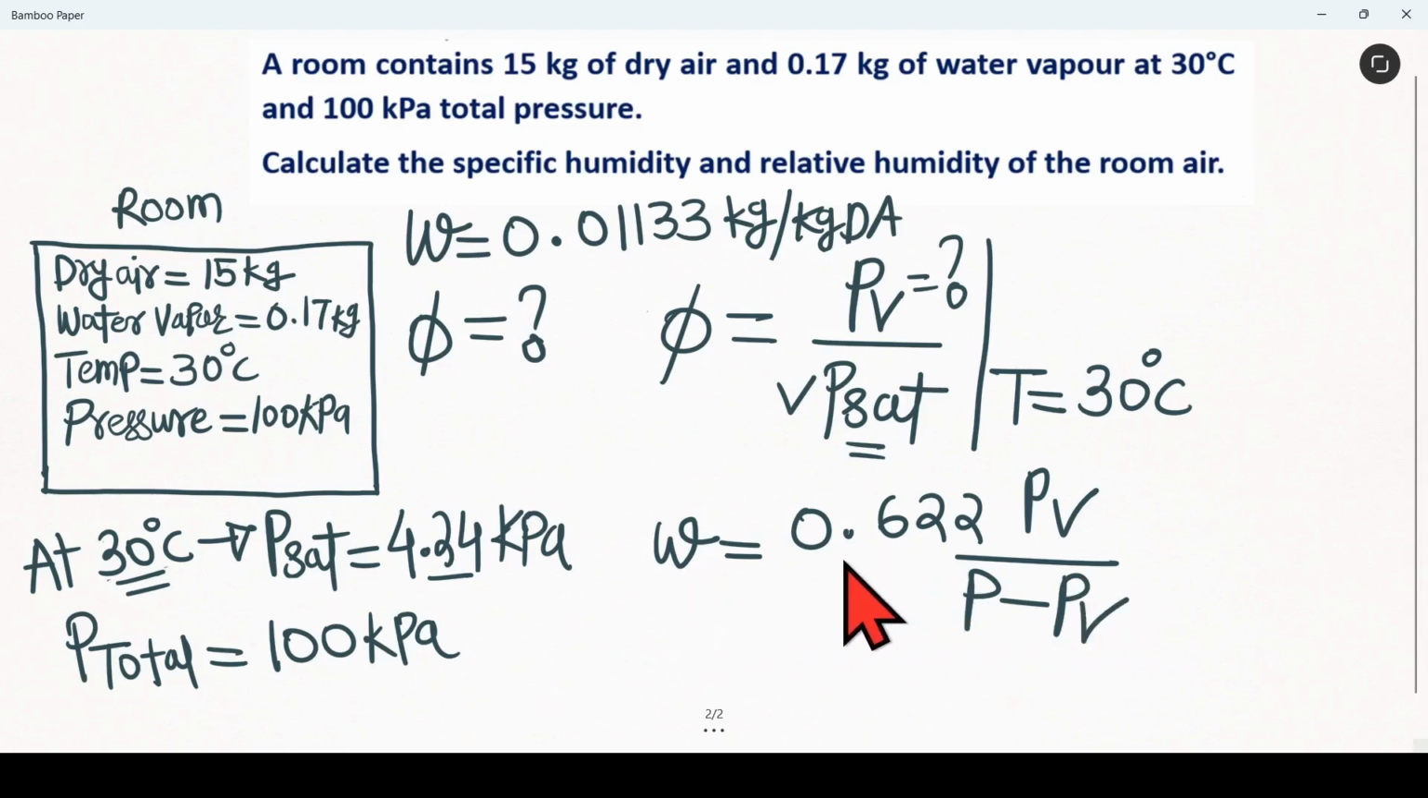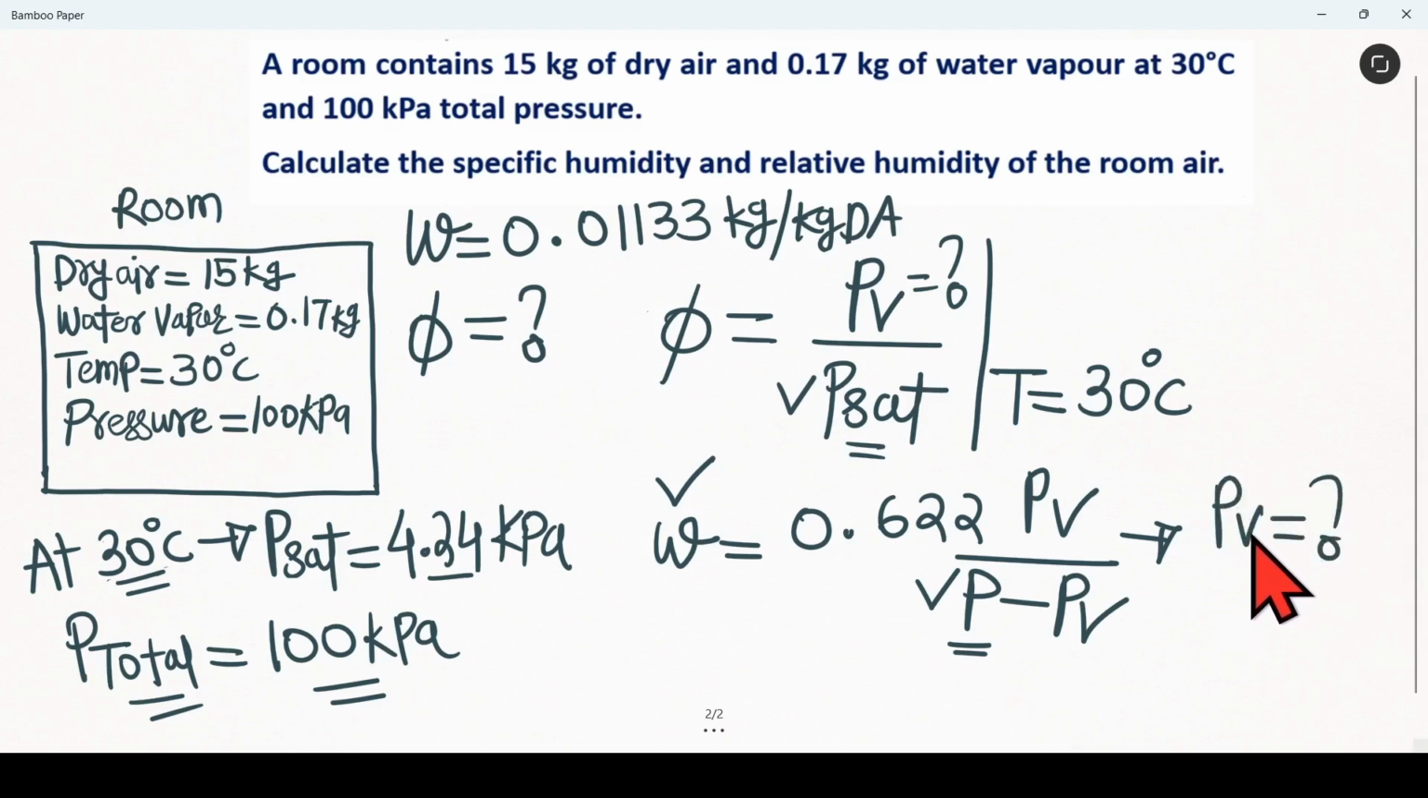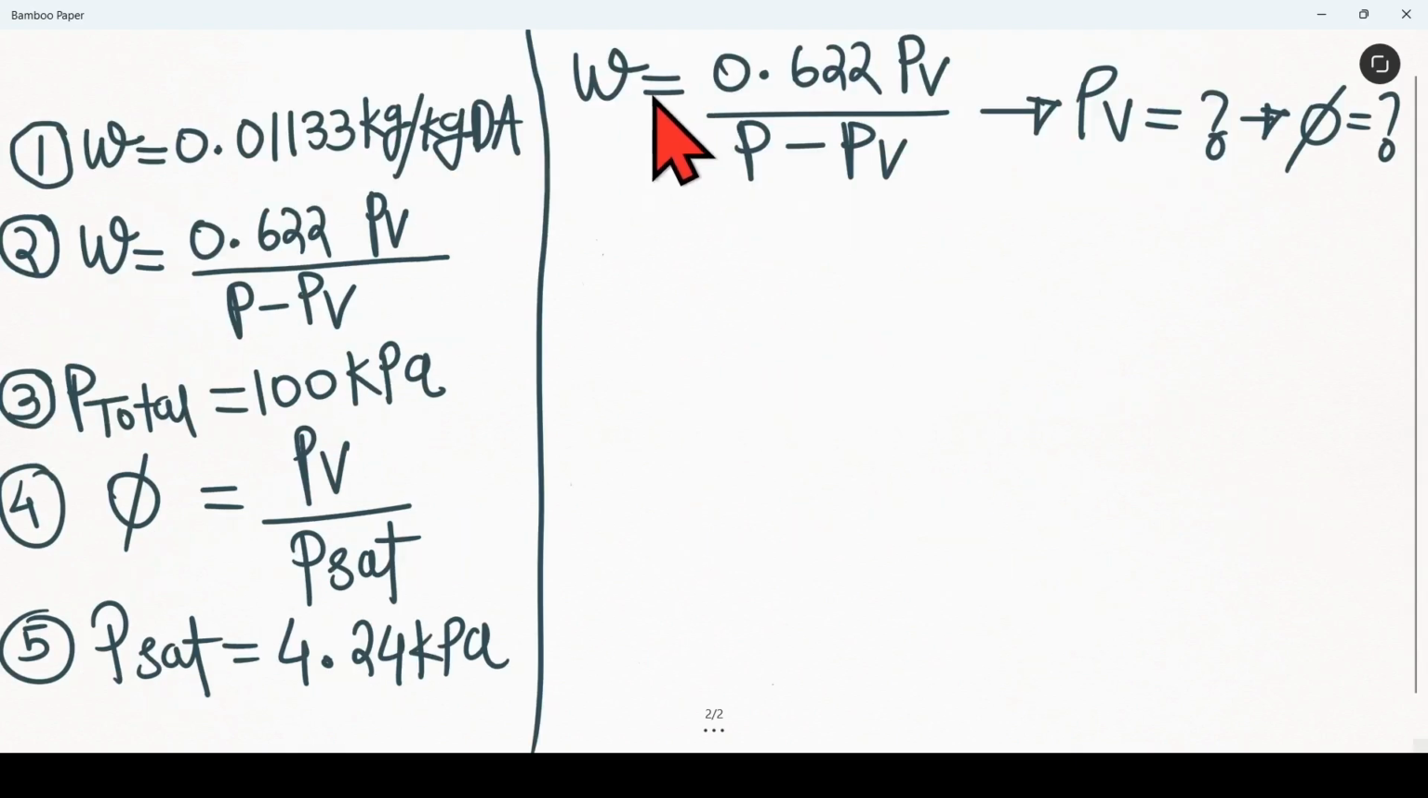From this equation of specific humidity, the specific humidity is known to us. Total pressure of the room air is already given to us, which is 100 kilopascal. So this P value is already known. The only unknown in this equation is PV. So we will use this specific humidity equation to calculate PV, and then we can use this PV in the relative humidity equation to calculate the relative humidity.